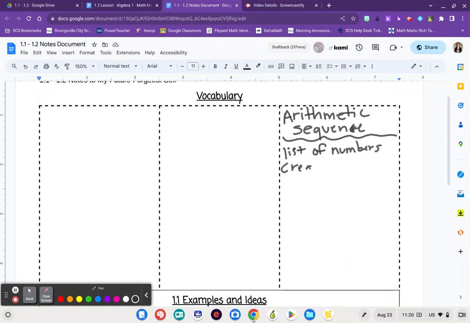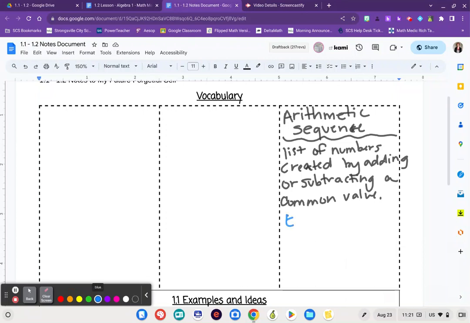created by adding or subtracting a common value, meaning the same number each time. And so let me give you an example of what I mean by a list that is arithmetic.